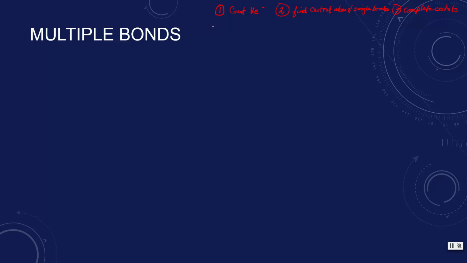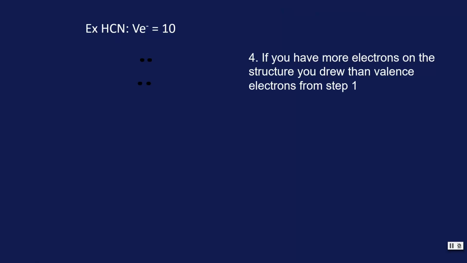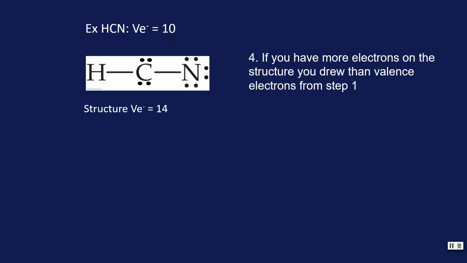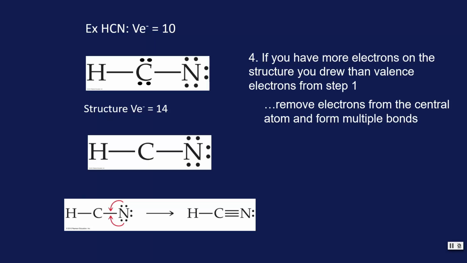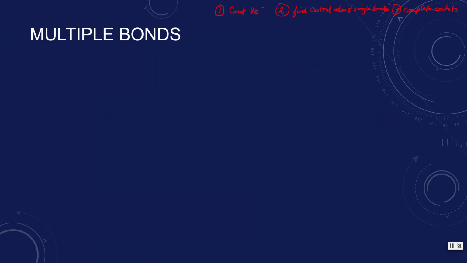The fourth rule, which we looked at last time: if you have more electrons on the structure you drew than valence electrons that you counted, then you need to remove electrons from the central atom and form multiple bonds. We're going to talk about multiple bonds. We're going to start with a compound called acetylene. It's C2H2. So let's follow our rules.